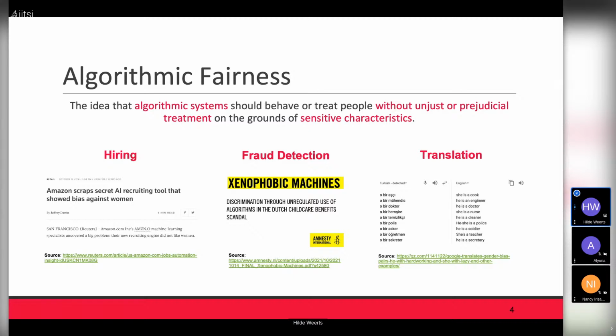And then the final example that I have on this slide is translation. Surely you've seen this example before, but if we translate from languages such as Turkish in this example, that are ungendered, to a gendered language such as English, then you can see that 'she is a cook, he is an engineer' can result in some stereotypical associations with particular occupations. So these are just some examples to show you what might go wrong.